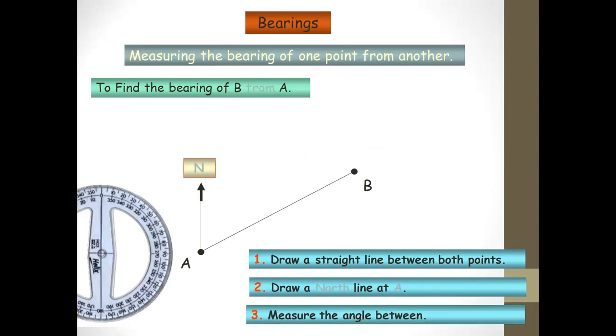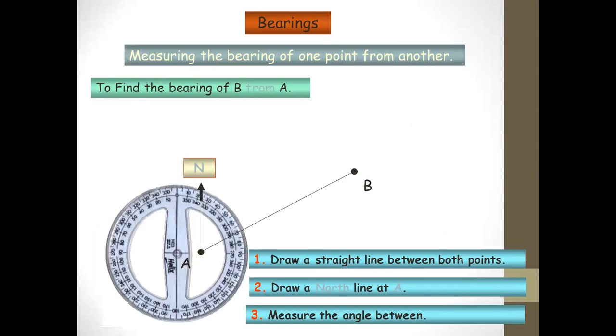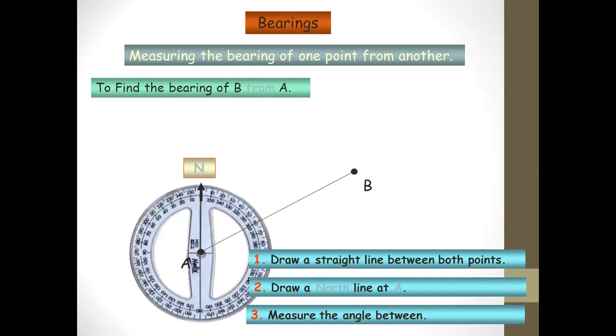I know that most of you don't have this protractor, but the normal protractor that we've always used can do the job. Again, I remind you what "from A" means: your vertex should be placed at A, due north, and you go in a clockwise direction measuring, and you get 060 degrees as the bearing.